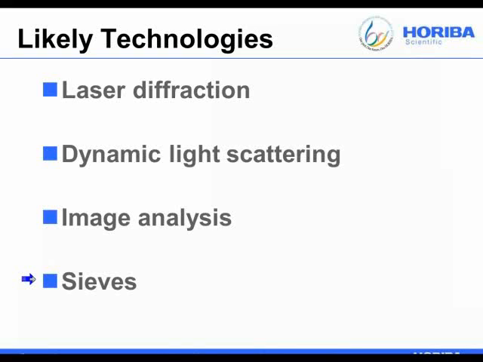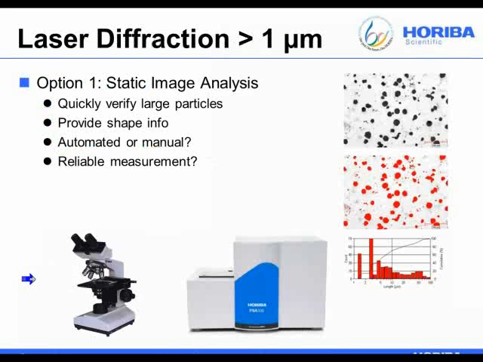Sieves are still the most common particle size measurement tool on the planet. It's inexpensive. They've been around forever. It's very intuitive how to use them. They're everywhere. All right, laser diffraction results greater than 1 micron.